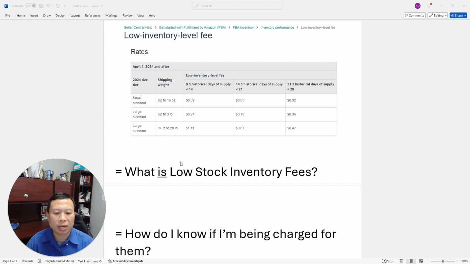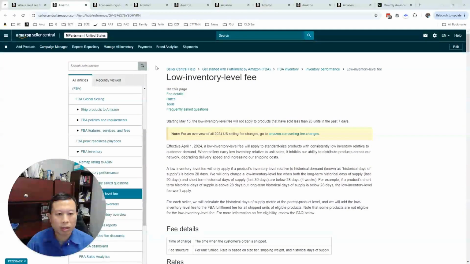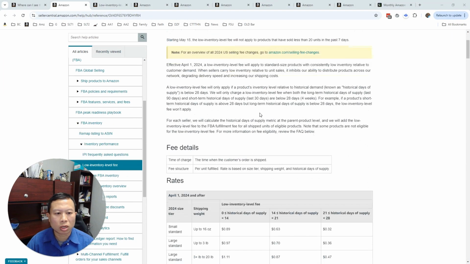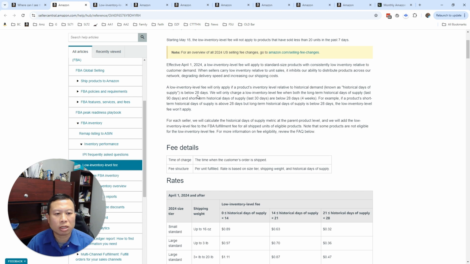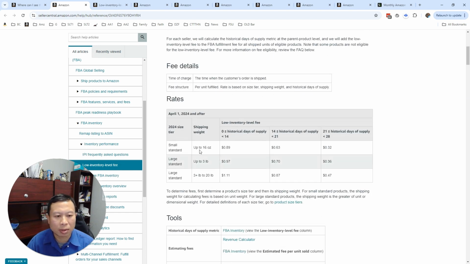All right, the first question I'm going to answer is, what is the low stock inventory fee? If you look at the Seller Central article here, starting April 1st, 2024, they start charging you if your inventory level is below 28 days. They look that up based on the 90 days and the 30 days, and you can look at the details of that. But basically, they have a gradual charge. If it's less than 28 days, they charge this much, and then it goes higher and higher as you get closer to 0 days of supply.